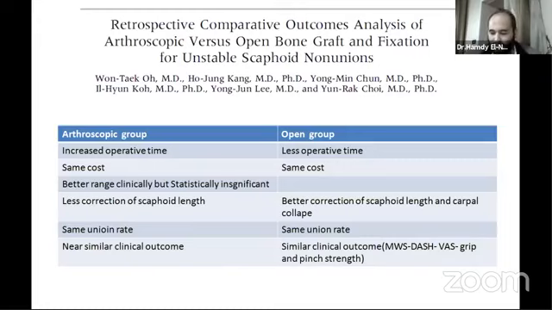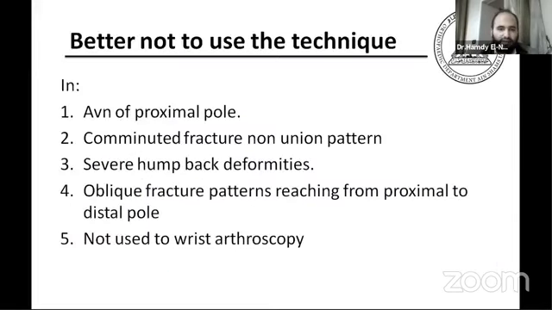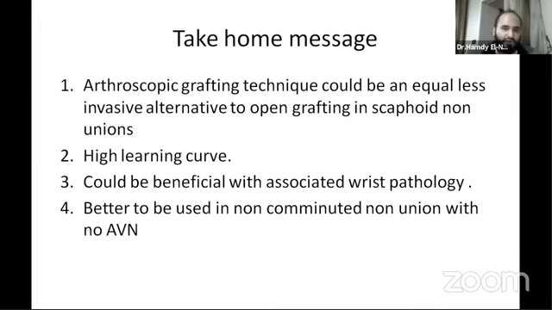The correction of the scaphoid length and humpback deformity was more and better in the open group. So what's our take-home message? Arthroscopic grafting technique could be an equal and less invasive alternative to open grafting in scaphoid non-unions. It demands a high learning curve, could be beneficial with associated wrist pathology, and is better used in non-comminuted non-union with no AVN in the proximal pole.